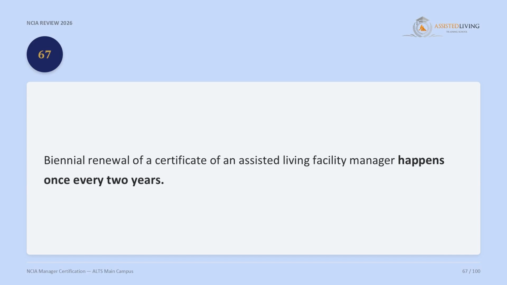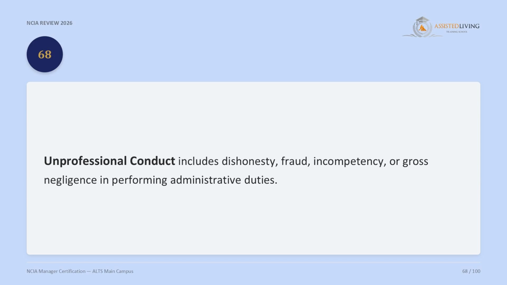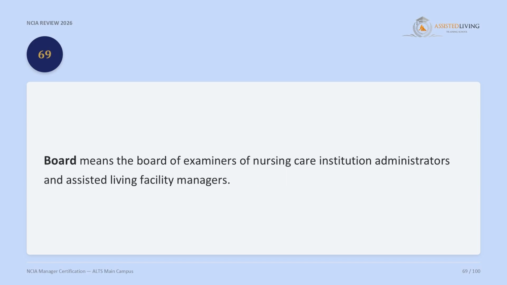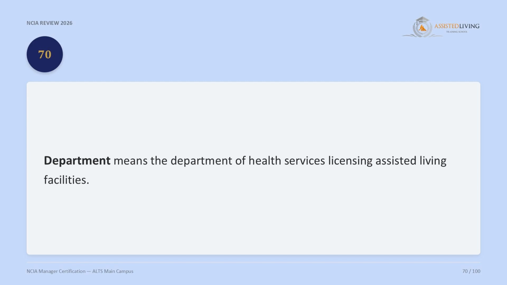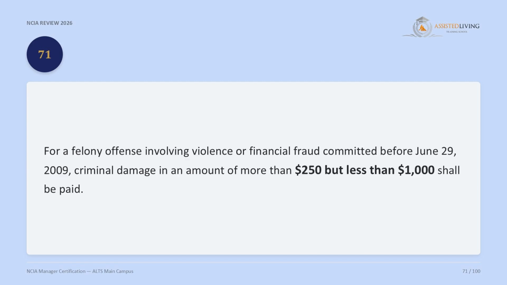Assisted living facility manager certificates must be renewed every 2 years. Unprofessional conduct includes dishonesty, fraud, incompetency, or gross negligence in administrative duties. The board refers to the Board of Examiners for Nursing Care Institution, administrators, and assisted living facility managers. The Department of Health Services is responsible for licensing assisted living facilities, ensuring they meet all necessary standards. For offenses involving violence or financial fraud before June 29, 2009, a fine between $250 and $1,000 is required.